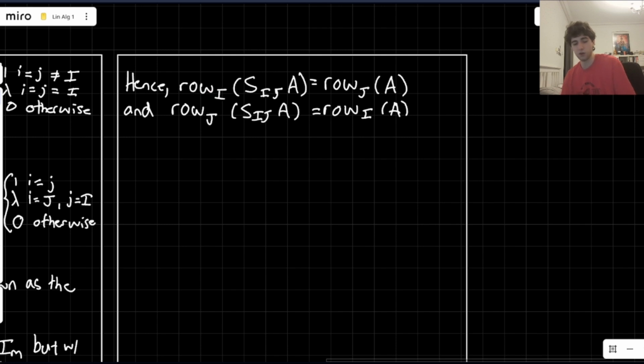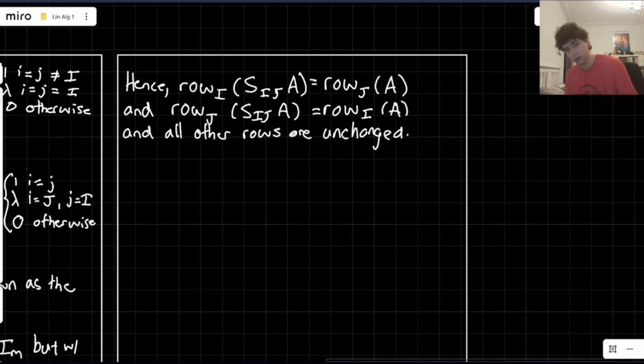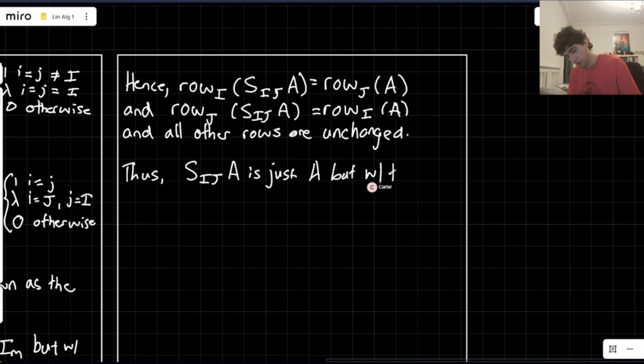Okay, so the ith row of your resultant matrix will be the jth row of A, and the jth row of your resultant matrix will be the ith row of A. All other rows are unchanged. And so clearly we can see that S subscript capital I capital J multiplied by the matrix A is simply A, but with the ith and jth rows swapped. So I should say capital I.